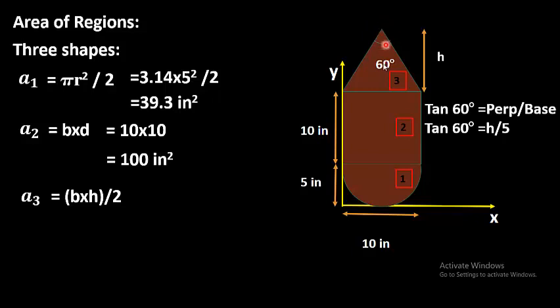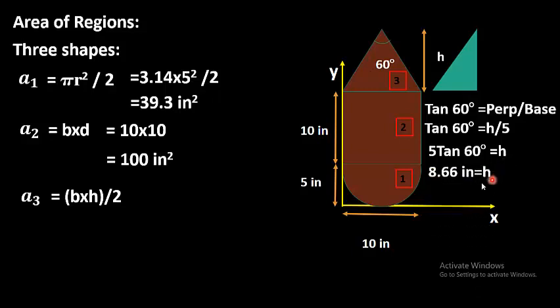We will split the triangle into two. As you can see here, we split the triangle into two. Now the full base was 10, and the half base will become 5 inches. So we will have to find h. To find h, we will multiply 5 over to this side. We get 5 tan 60 is equal to h. By solving this, we get h equal to 8.66 inches.